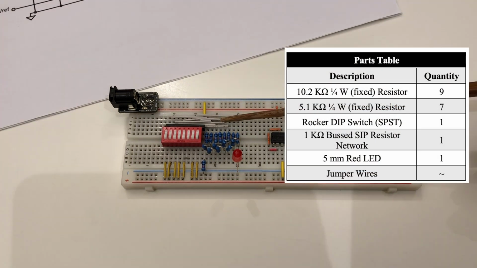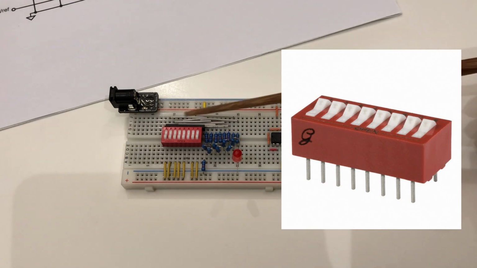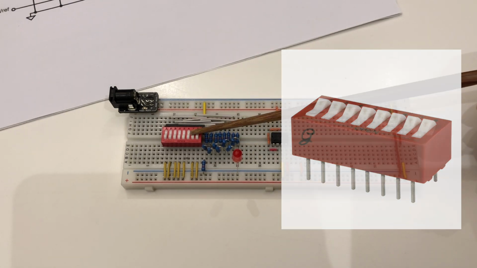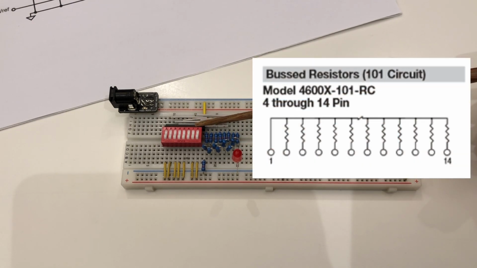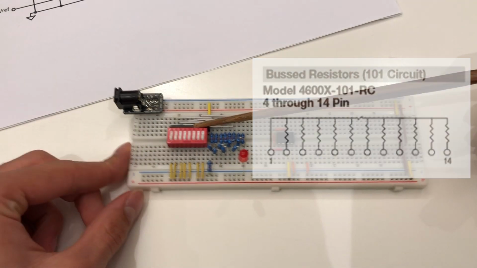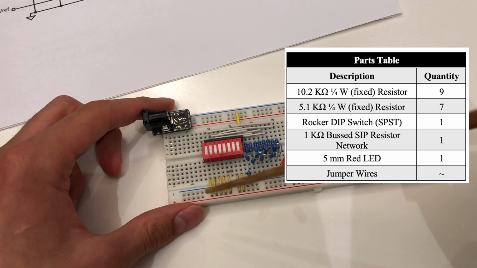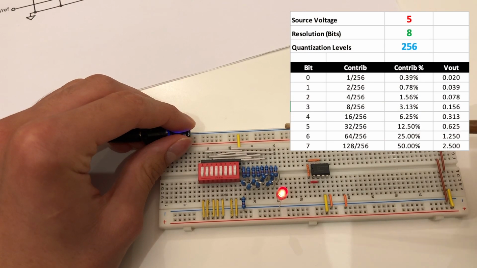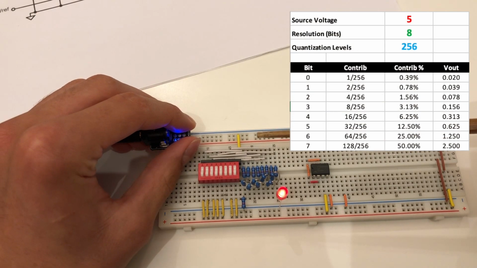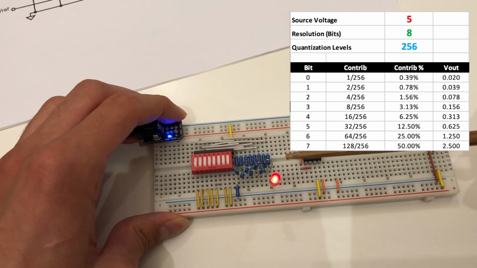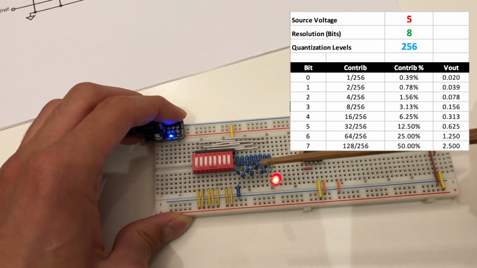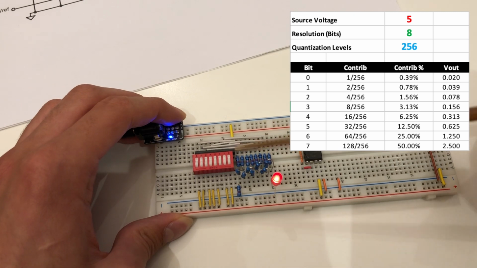This circuit uses 9 10.2 kilo-ohm resistors, 7 5.1 kilo-ohm resistors, a single pole, single throw rocker dip switch bank, a 1 kilo-ohm bus SIP resistor network to ground the switches at rest, a 5mm red LED, and a few jumper wires. In this circuit there are 8 switches, which can either read high or low. This enables the ladder to define one of 256 quantization levels on Vout, depending on which bits are activated.